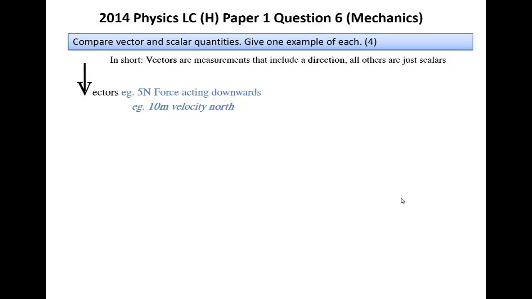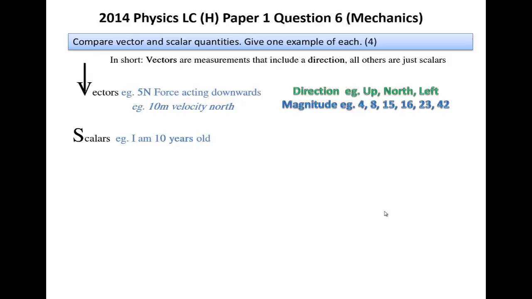I always put a little line in the V, and it reminds me V for vector, V for velocity, and got the arrow there. It reminds me it has the direction always. Okay. So in summary, direction: up, left, down, right, north, something like that. And magnitude, so how big it is. Magnitude just means big or small. So 4, 8, 15, 16, 23, 42, any number like that.